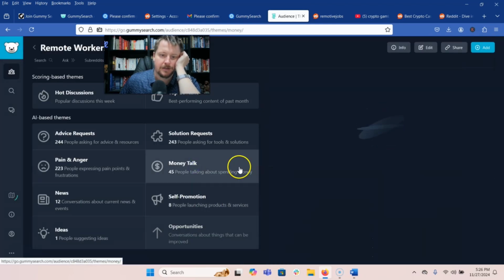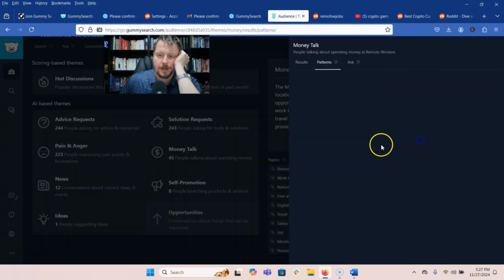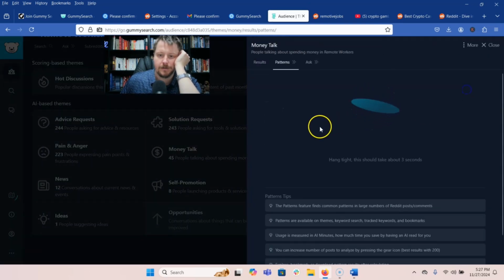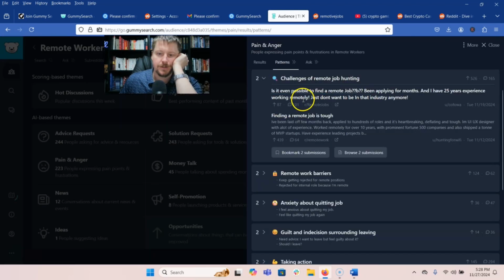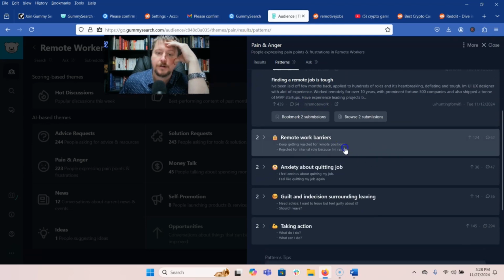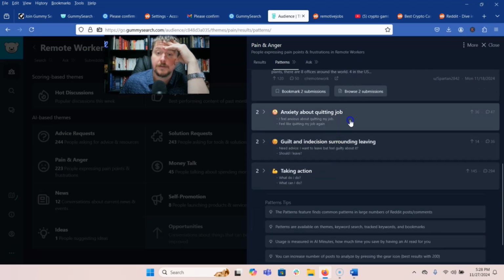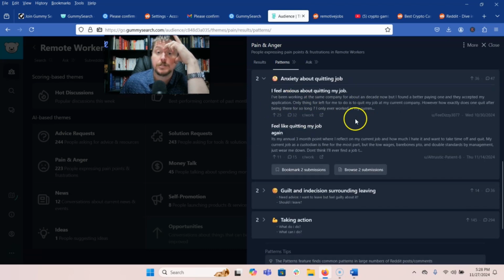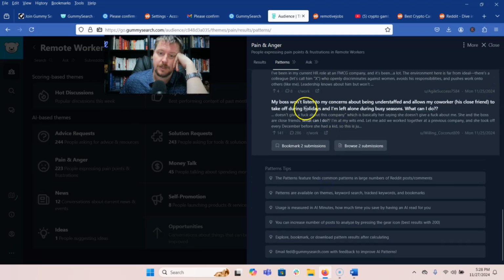Let's see what the money talk also tells us. This will tell us people talking about spending money. Common patterns. Find patterns when it comes to money talk. Solution request. News. So anyways, now you can come in here and get some ideas, right? So these are the pain and anger. Remote barriers. You know, how can I make it easier? They keep getting rejected. They've got anxiety about quitting their remote job. Guilt and indecision surrounding leaving. Should I leave? What actions can they take?